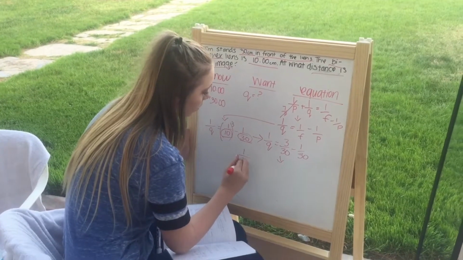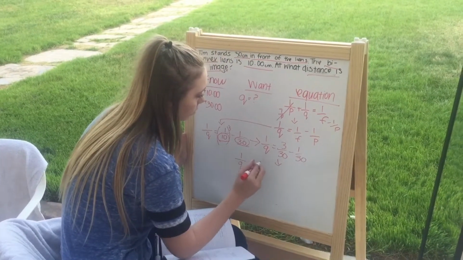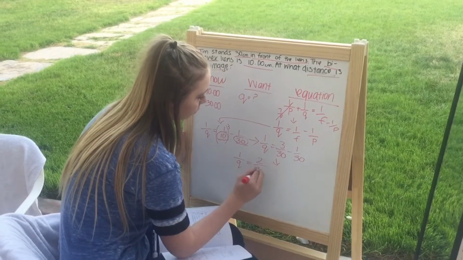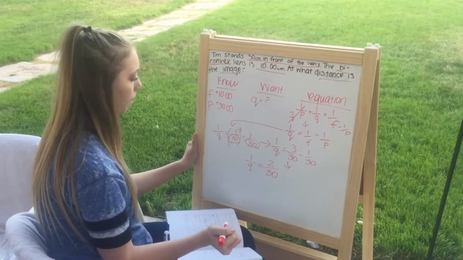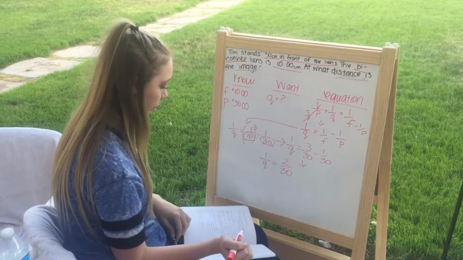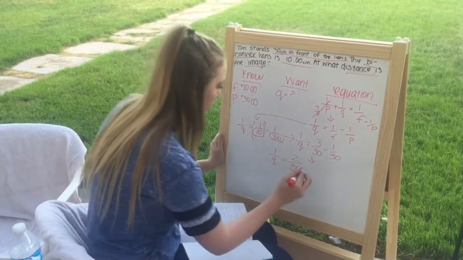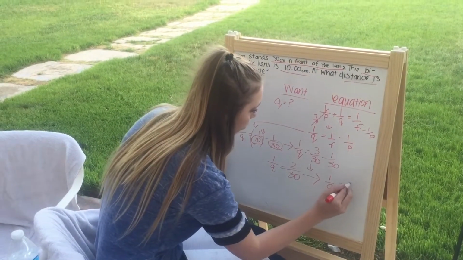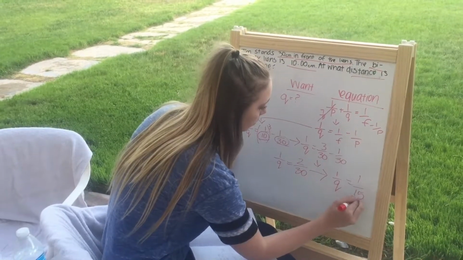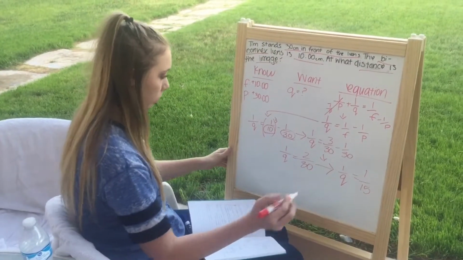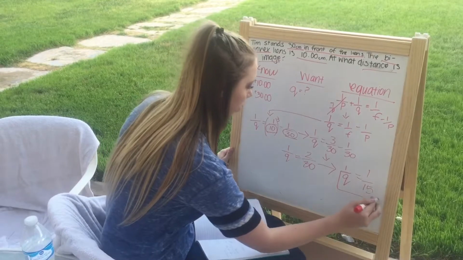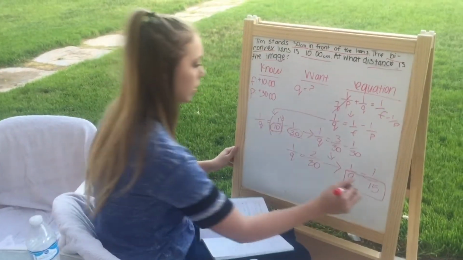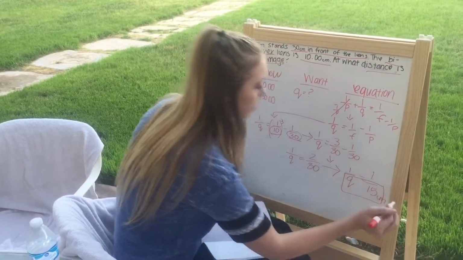Simplifying, you get 1 over Q equals 2 over 30. Next, you simplify to 1 over Q equals 1 over 15. So you know Q equals 15 centimeters.